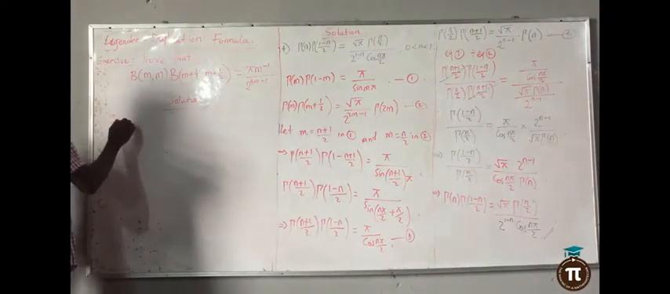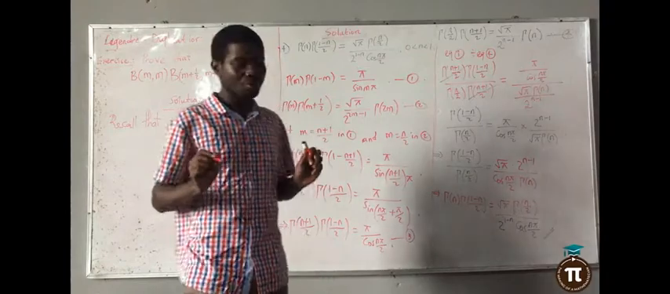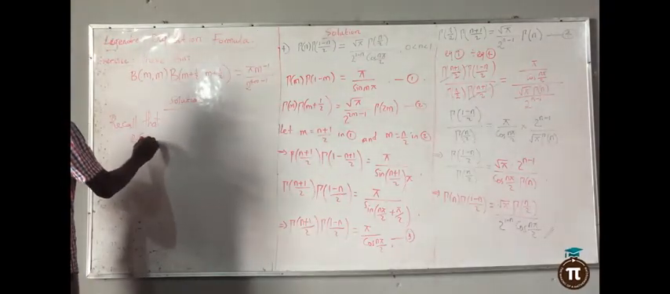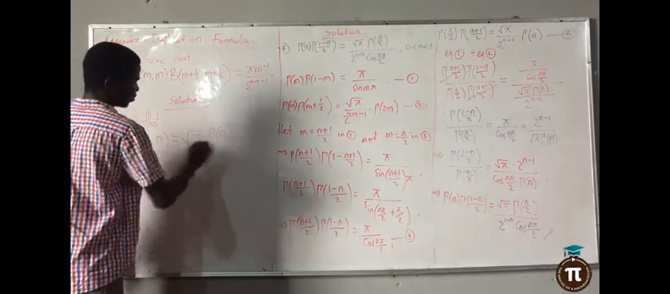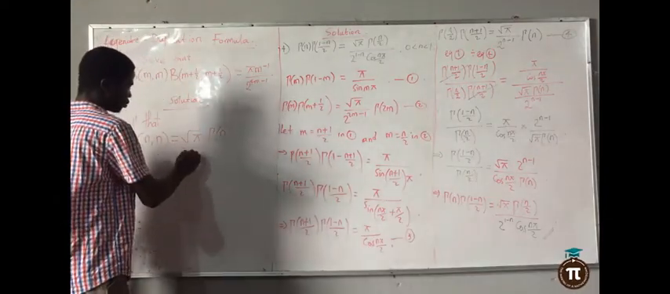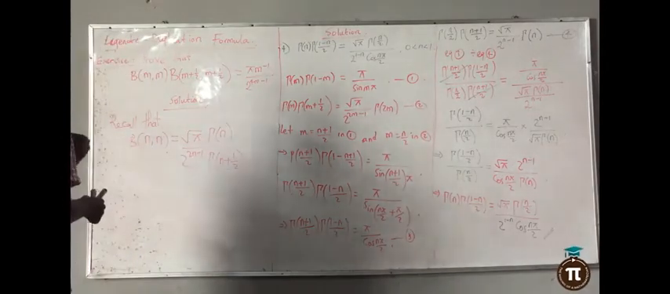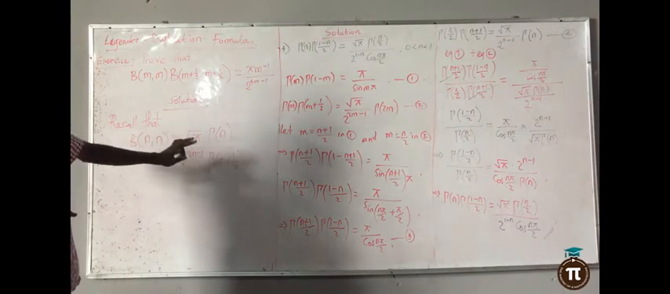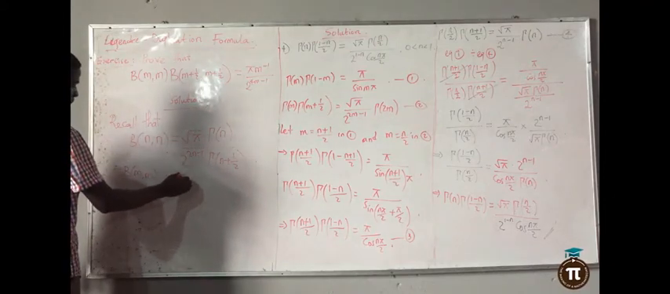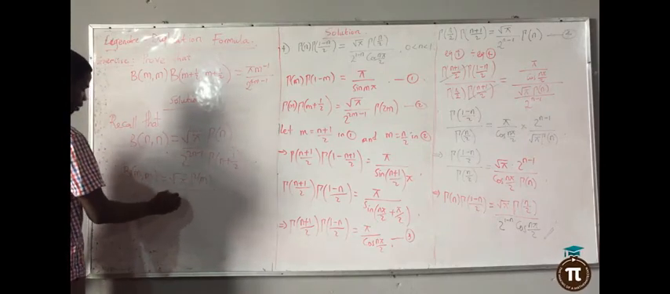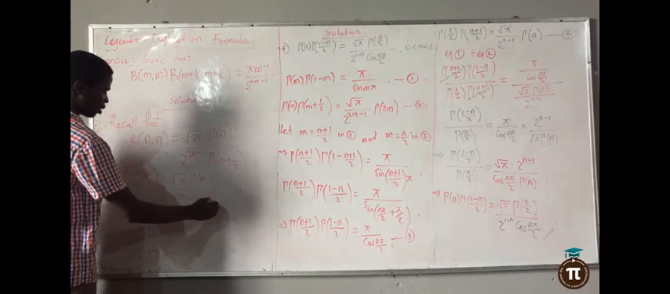Recall that deduction 1 of what we just proved, we just concluded now. Recall that beta of n comma n is equal to square root of pi gamma of n all over 2 raised to the power of 2n minus 1 gamma of n plus 1 over 2. I'm just trying to write out deduction 1. So beta of m comma m, from deduction 1, is equal to root pi gamma of m all over 2 raised to the power of 2m minus 1 gamma of m plus 1 over 2.